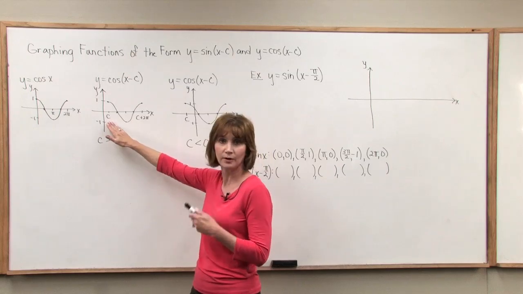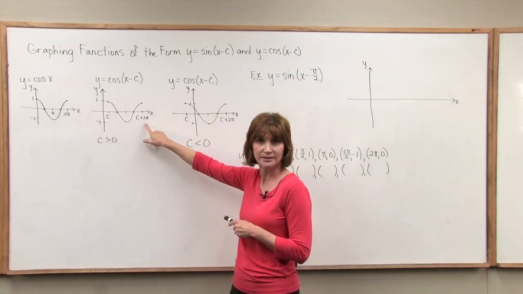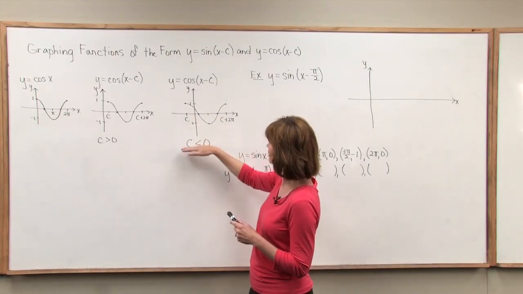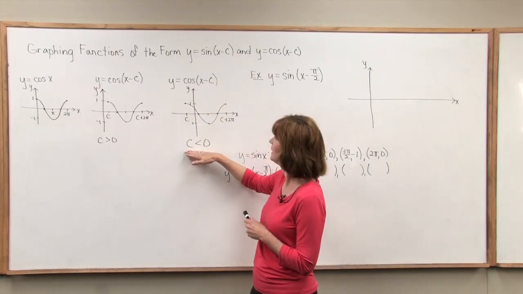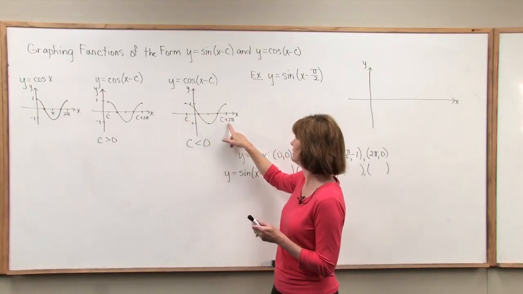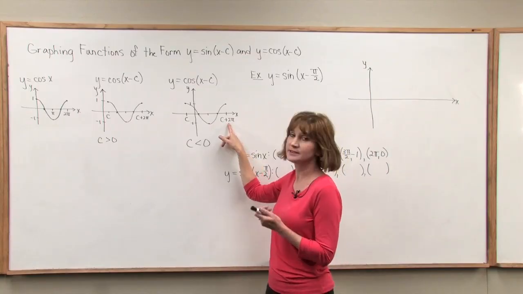So the first x-coordinate of the quarter point in this case would be c, and then the last x-coordinate would be c plus 2 pi. If c is negative, you're going to shift to the left, and so your first x-coordinate of your quarter point will be c, and again, the period's 2 pi, so the last x-coordinate will be c plus 2 pi. Let's look at an example.